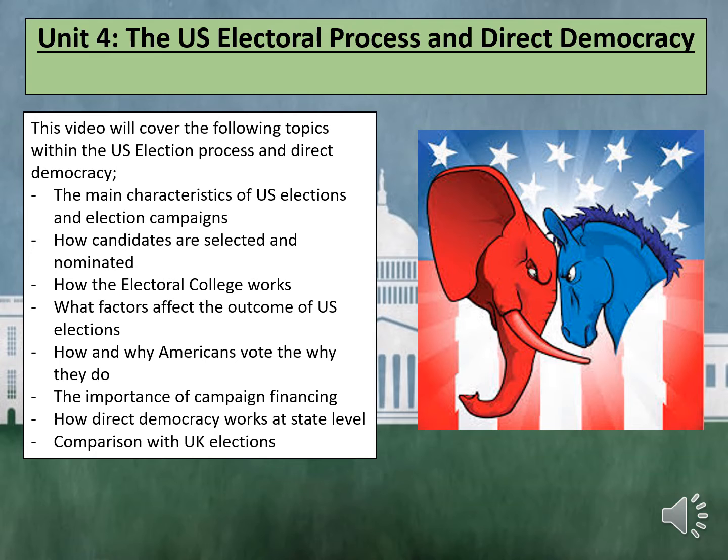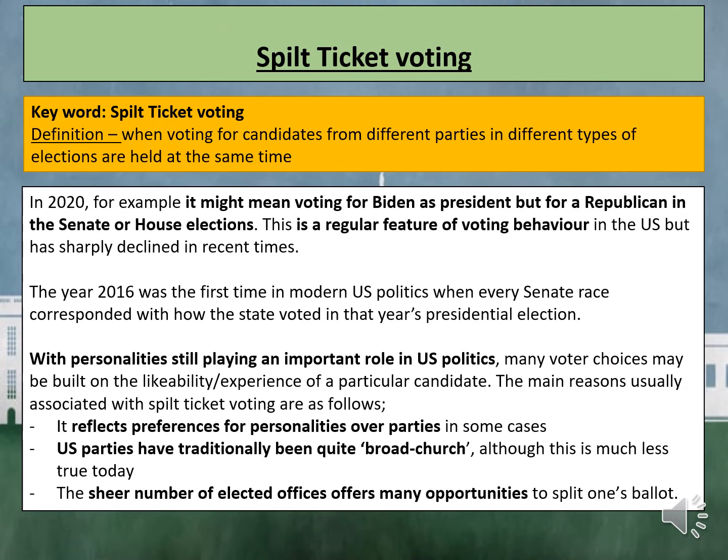This video will look at split ticket voting in detail and congressional elections and their trends. US politics is characterised by split ticket voting. This is when voting for candidates from different parties and different types of elections are held at the same time. In 2020, for example, it might mean voting for Biden as president, but for a Republican in the Senate or in House elections.